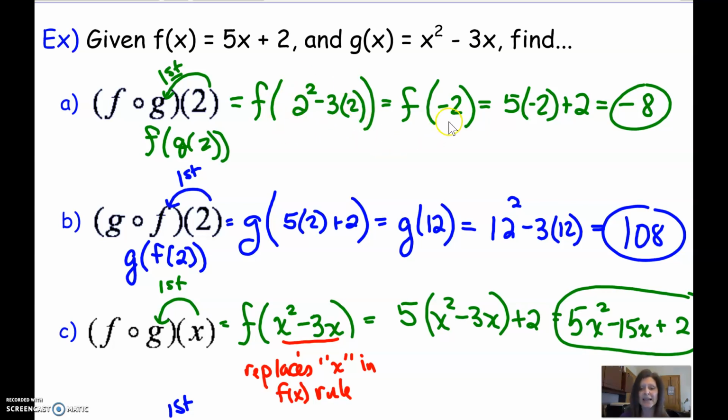Now I take that answer and I plug it into f's formula. I don't go back to the original x I was given. I keep moving forward with my new result. So in this case, my final answer would be negative 8.